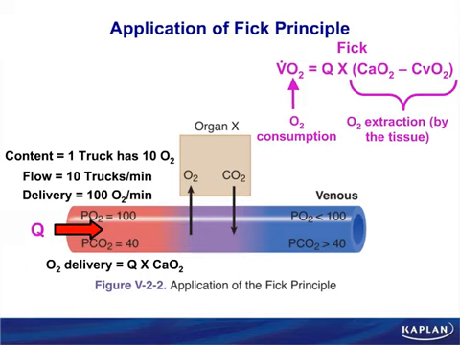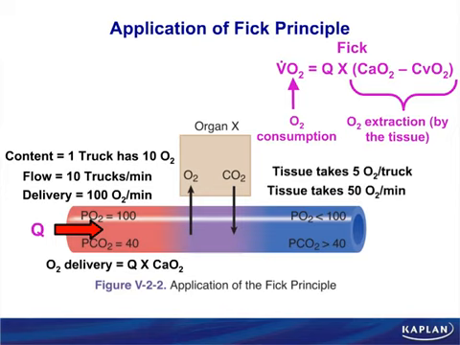If you have to stop the video as we go through each of these stages to make sure you understand, please do so. This is a very, very powerful thing to work with, the Fick equation. So delivery is flow times content. In this example, let's say that the tissue takes 5 oxygens per truck. Well, then that means the tissue's taking 50 oxygen per minute, which leaves 5 oxygen per truck in the veins, so 50 oxygen per minute are leaving.